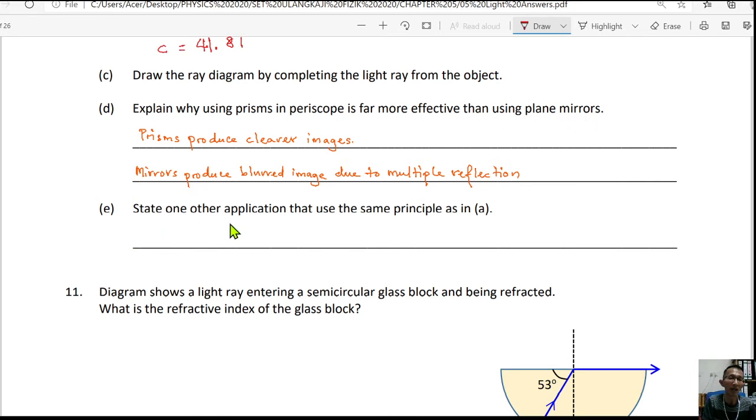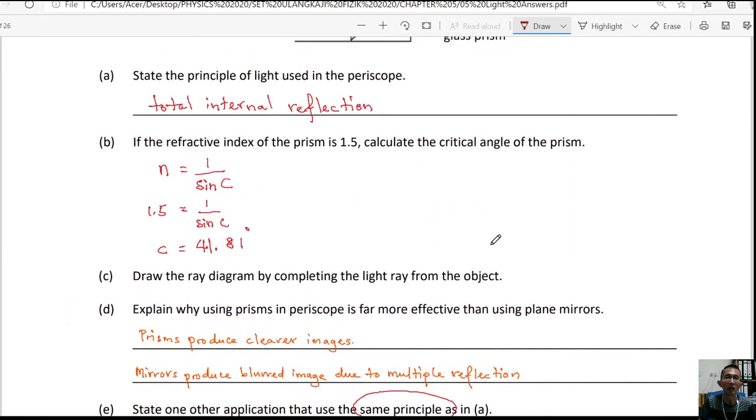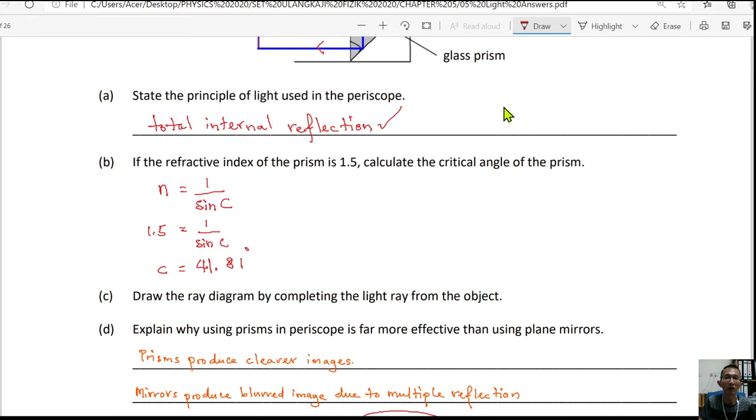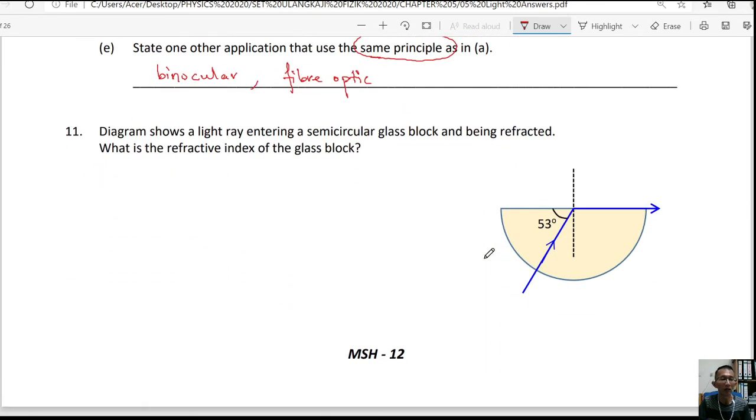State other applications that use the same principle as in periscope. The easiest one would be a binocular. Binocular uses the same principle. Other than binocular, we have fiber optic. What principle are we talking about? We are talking about total internal reflection. Alright, so let's move on to question number 11.